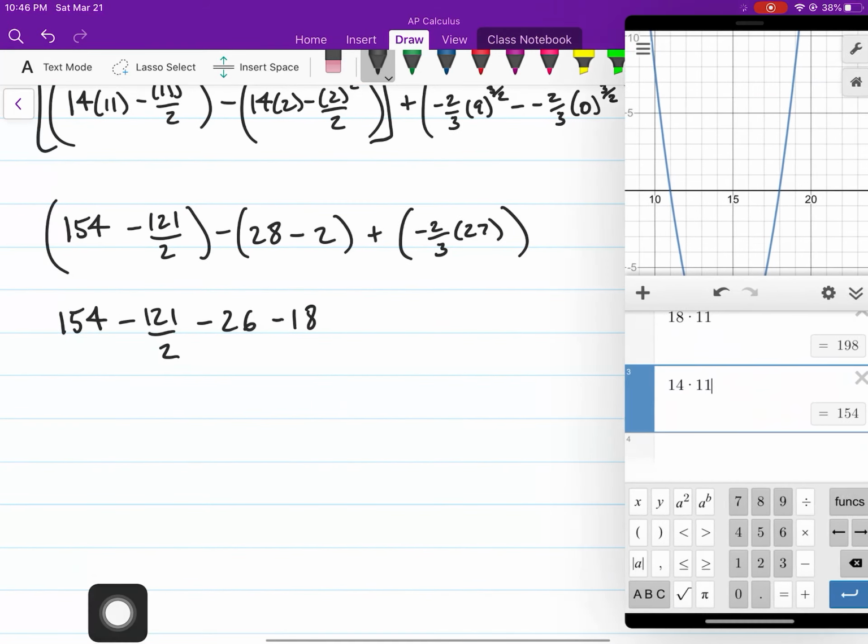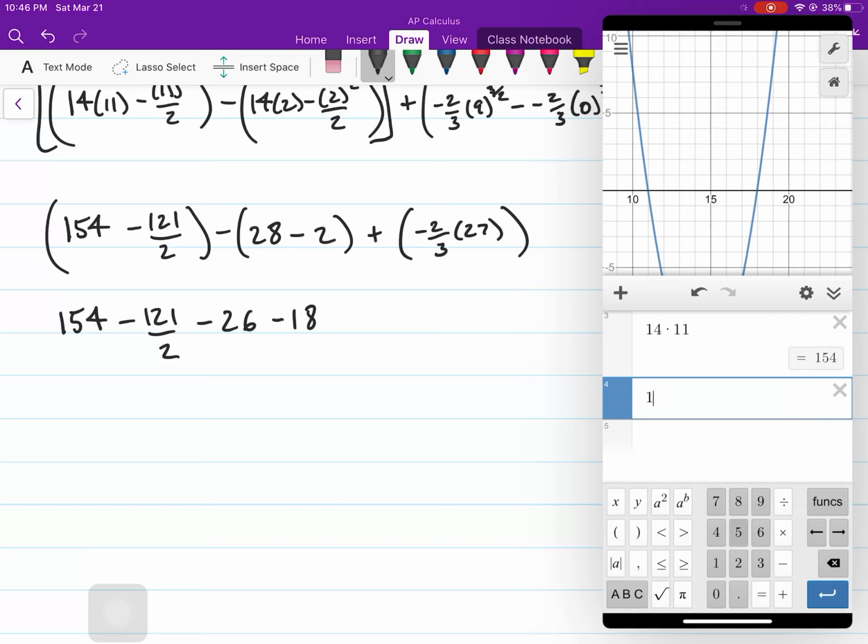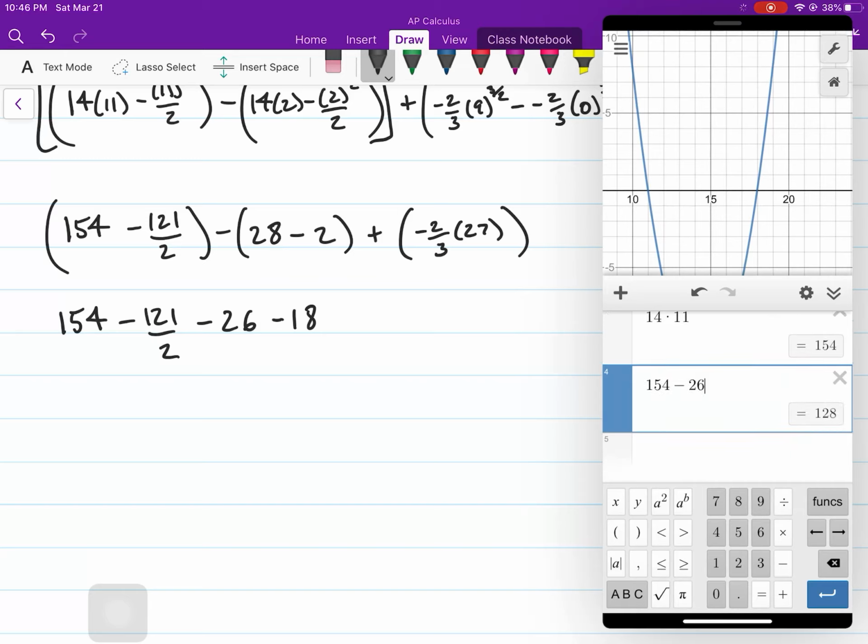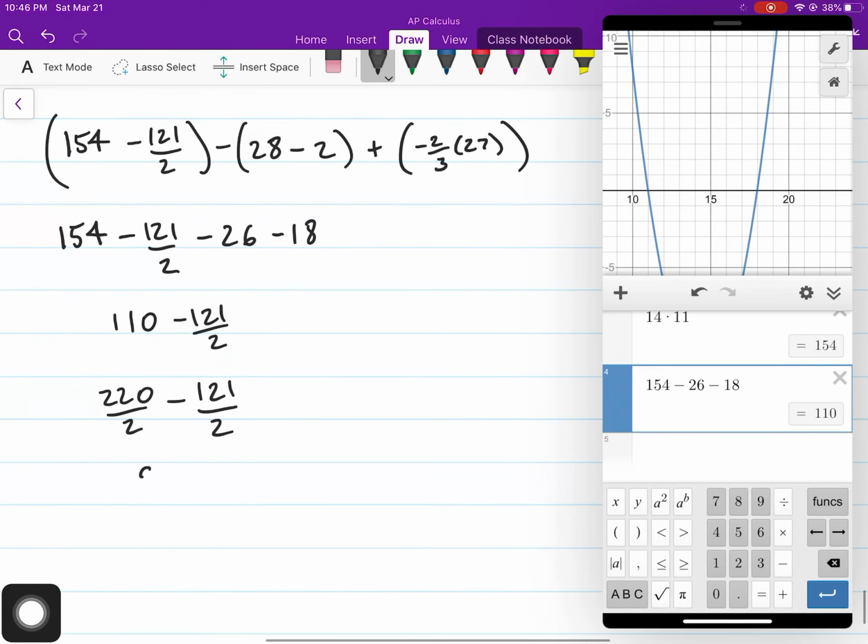So let's go ahead. 154 minus 26 minus 18 is 110 minus 121 over 2. So that's 220 over 2 minus 121 over 2. And that's going to be 99 over 2.